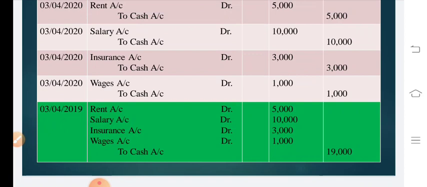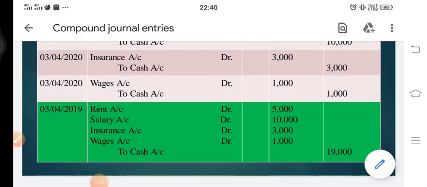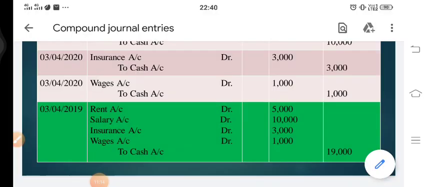Now cash is going out for different purposes, that is for salary, for rent, for insurance and for wages. So these accounts need to be debited. So we are not supposed to pass four separate entries, but we can have one combined journal entry. We can club them all together. So this is the case of a compound journal entry.